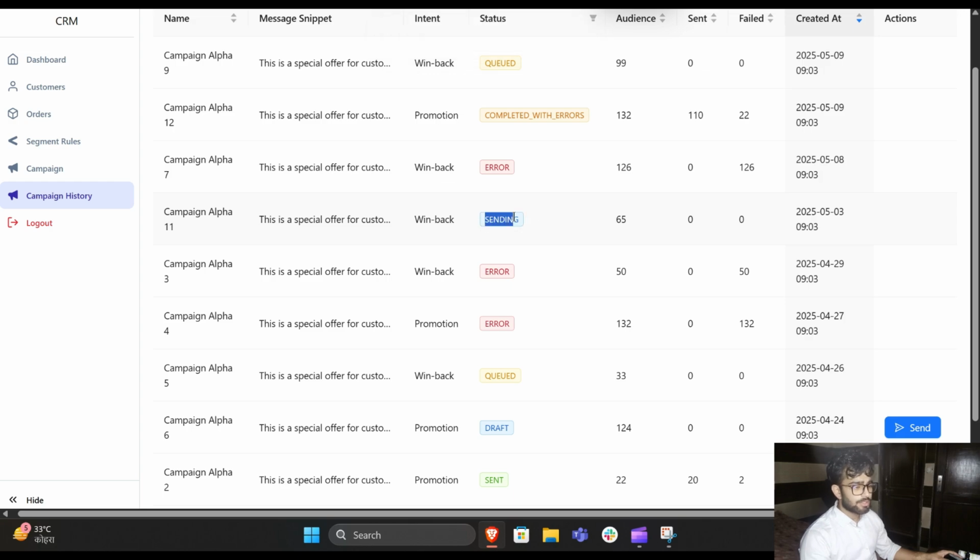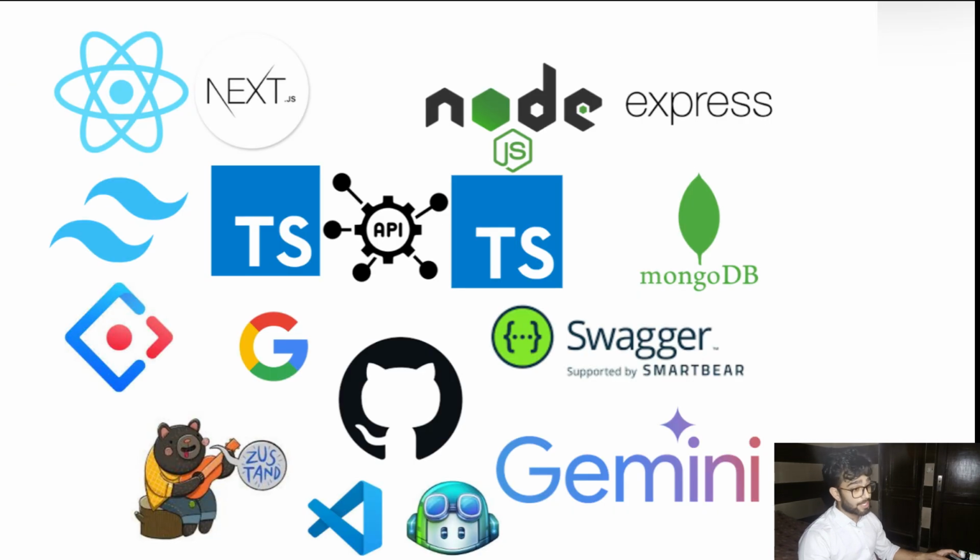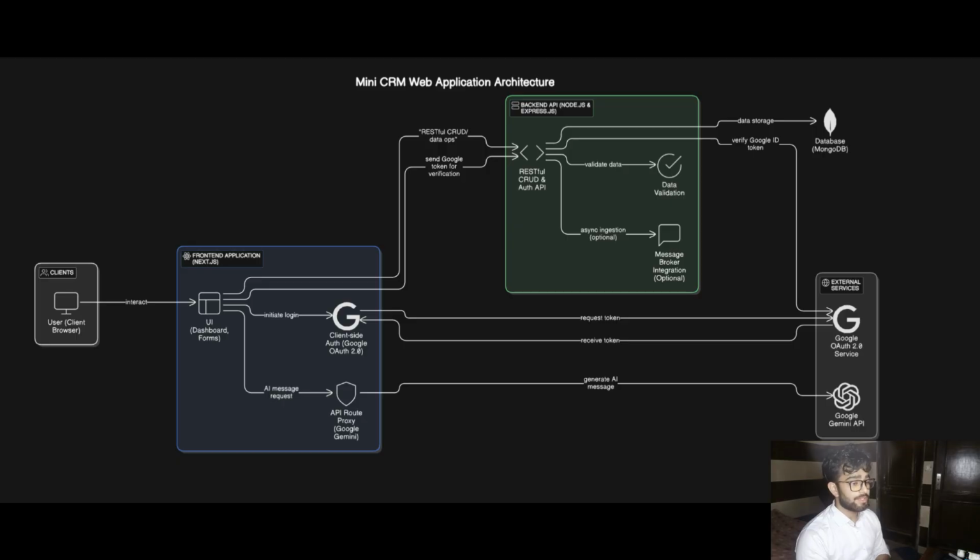Let's briefly touch on the tech stack. The front end is built with Next.js, React, TypeScript, and designed for UI components. The backend uses Node.js, Express, and TypeScript with MongoDB as the database. For authentication, we have used Google OAuth, and for AI, Google Gemini. The architecture follows a standard client-server model with a Next.js frontend interacting with a Node.js REST API, which in turn communicates with MongoDB databases and external services.